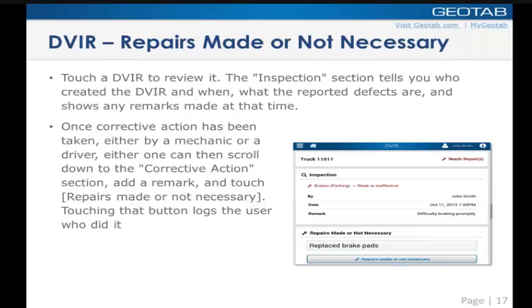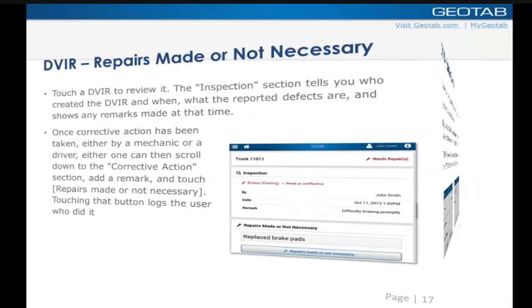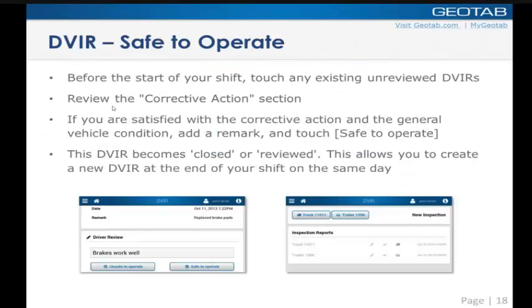Now, before the start of the next shift, the new driver of this truck is going to look at the DVIR that was done before. He's going to see that there was a problem with the brakes and that the brake pads were replaced. So he sees all of the DVIR just like we looked on the previous screen. If I have a corrective action, the driver can say, hey, the brakes work well now. This vehicle is safe, you click the Safe to Operate button.